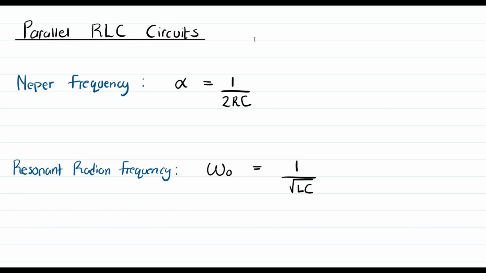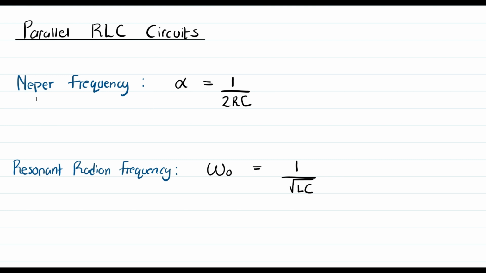So today we'll be looking at parallel RLC circuits. These circuits consist of resistance, inductors, and capacitors. Before we dive deeper, we will have to look at frequencies. These are the frequencies we'll be using in our parallel RLC circuits.